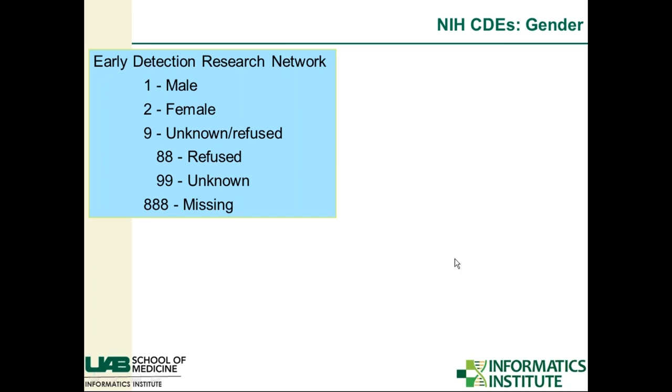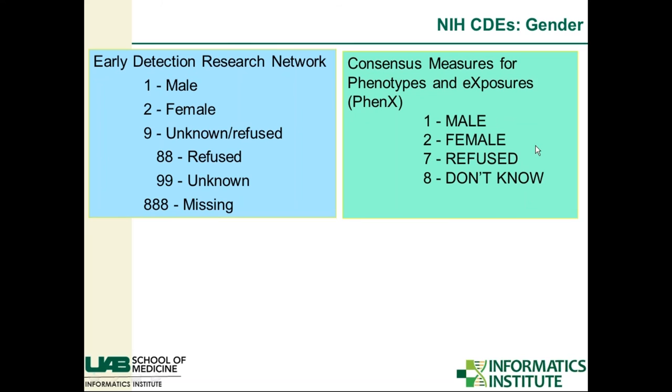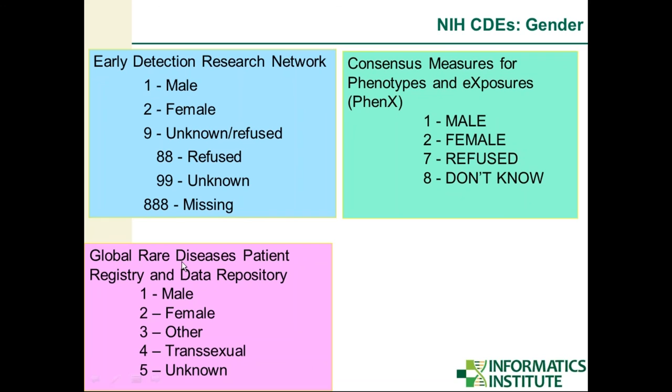So the Early Detection Research Network, I think this is an NIAID project, they've got female, male, and then unknown or refused. And under unknown and refused, there's refused and there's unknown. And then there's another code for missing, meaning we don't have the data and we don't know why we don't have the data. So that's one. And then consensus measures for phenotypes and exposures, it's a PhenX standard that's got male, female, refused, and don't know. And they don't say whether don't know means we couldn't tell when we looked or we don't know because we didn't ask.